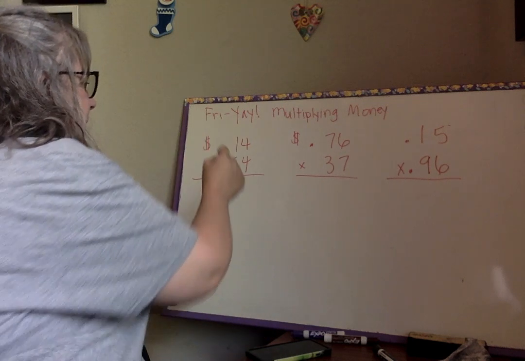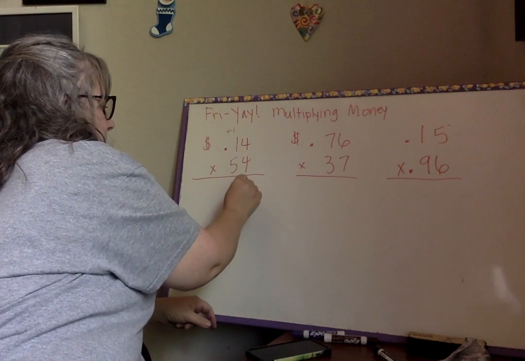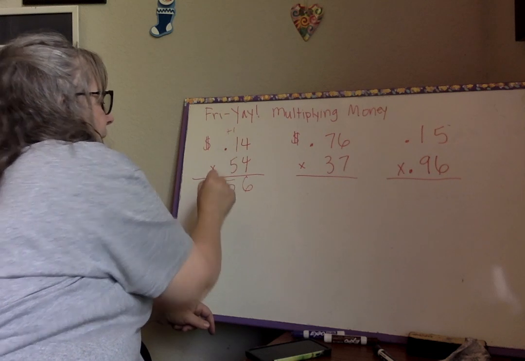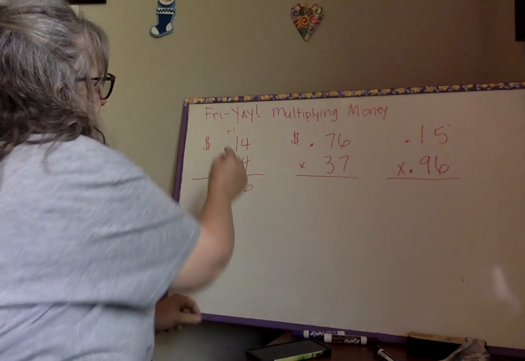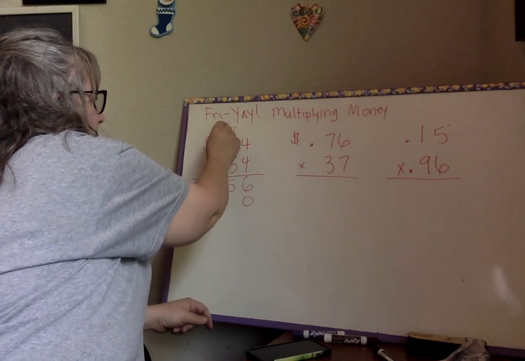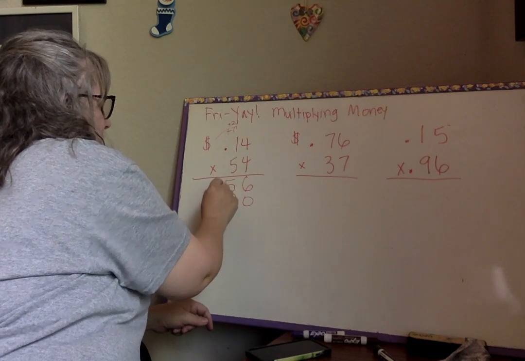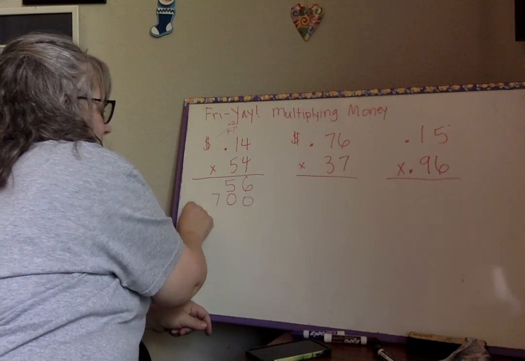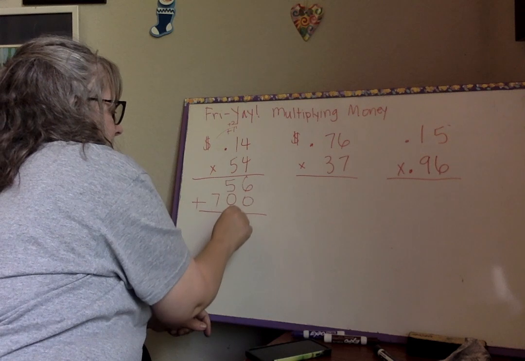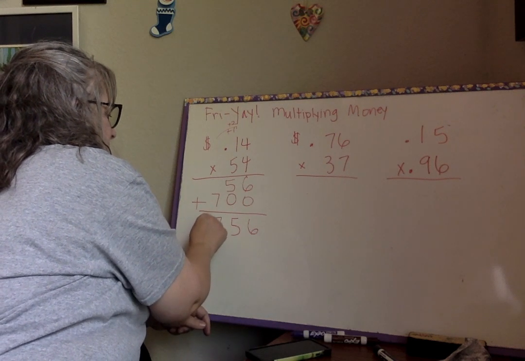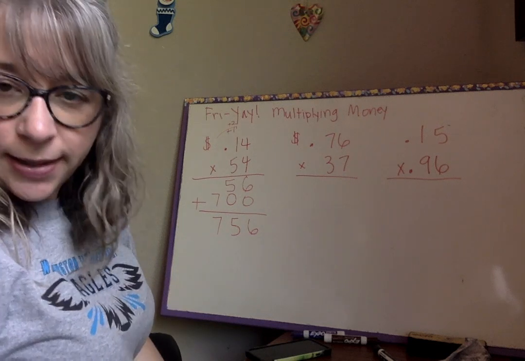So 4 times 4 is 16, plus 1, and a 6 down here. 4 times 1 is 4, plus 1 is 5. Got to add our 0. So 5 times 4 is 20, plus 2, and a 0 here. 5 times 1 is 5, plus 2 is 7. Now let's add these up. 6 plus 0 is 6, and 5 plus 0 is 5, and 7 plus nothing is 7.